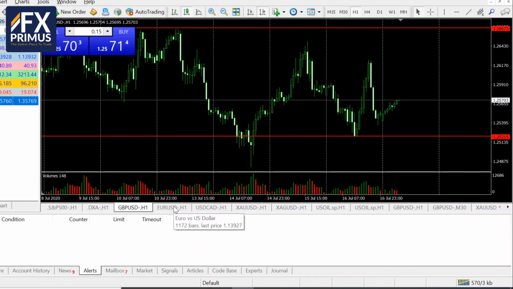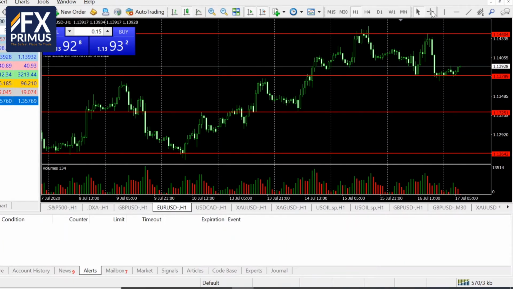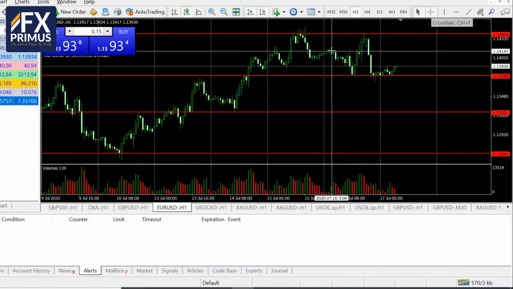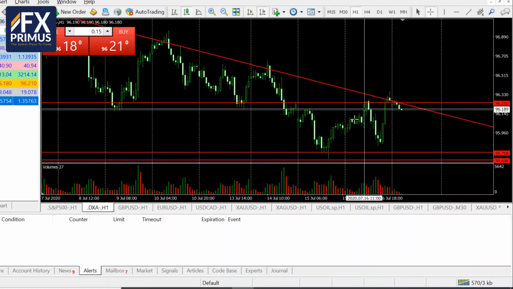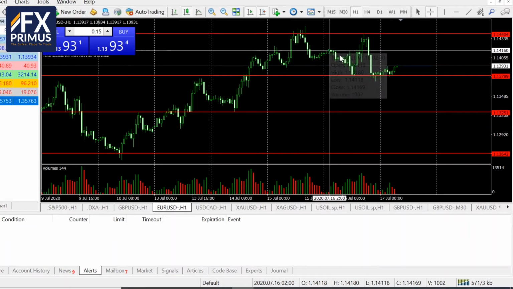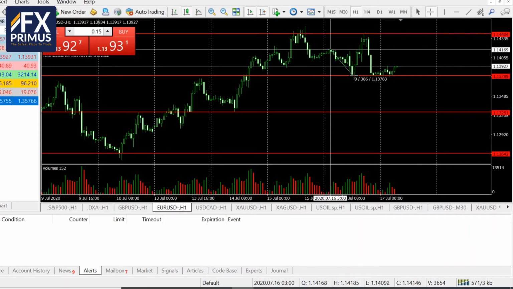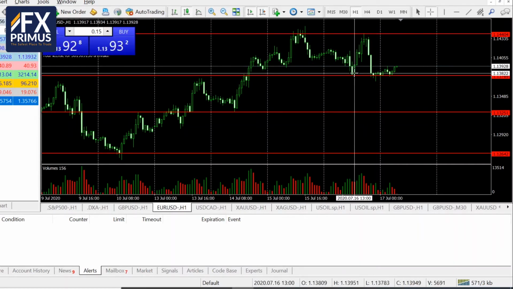And let us have a look at the euro dollar. Again, we see a similar pattern, where as the US dollar was strengthening during the Asian trading session, we do see the euro dollar weakening during the Asian trading session. Okay, so the euro dollar was at about 1.1416, and it went down all the way until 1.1378, coming down about 38 pips.